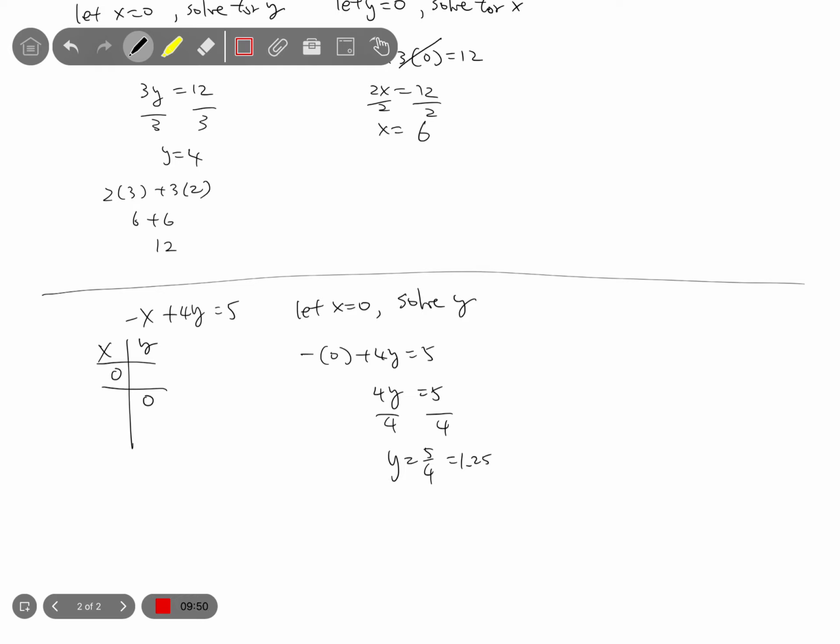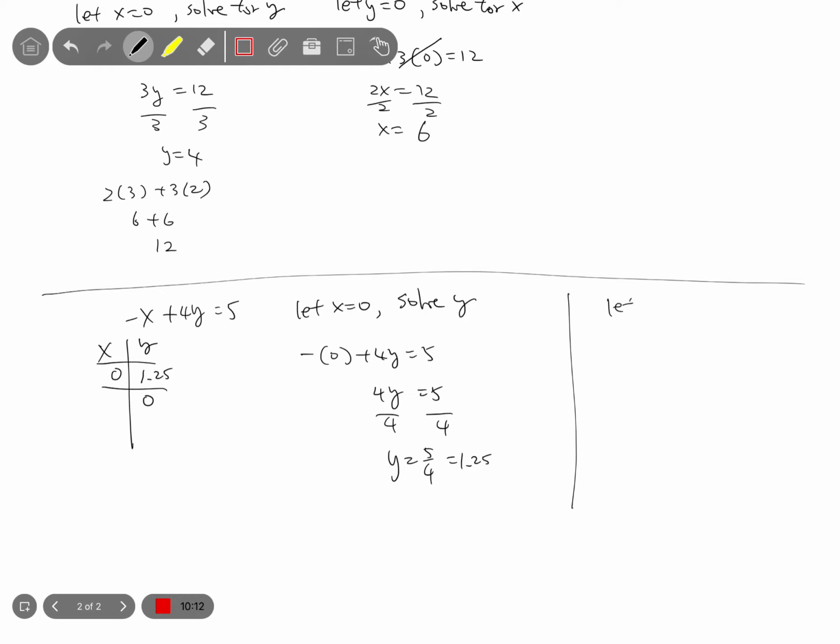When it comes to graphing, we really want to try to avoid fractions and decimals because those are hard to graph. We want to try to stay with answers that are integers. But this doesn't make the point any less valid. It's just that it's a hard point to graph. Okay, let's keep going.